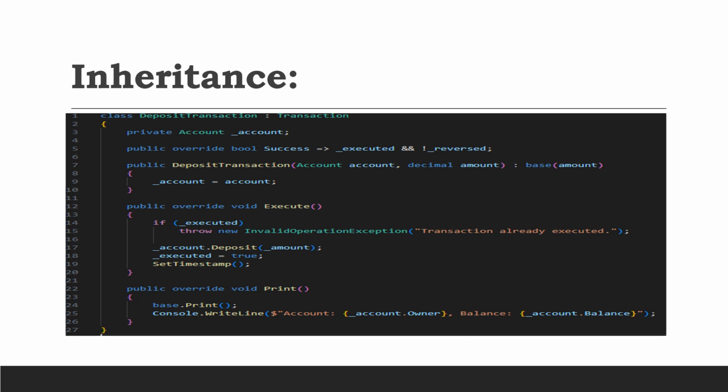But in the program, deposit transaction, withdrawal transaction, and transfer transaction all inherit from the transaction class, which is the parent class. The subclasses inherit shared functionalities such as setting time lapse and managing execution status, while also implementing specific behaviors for their respective transaction types.